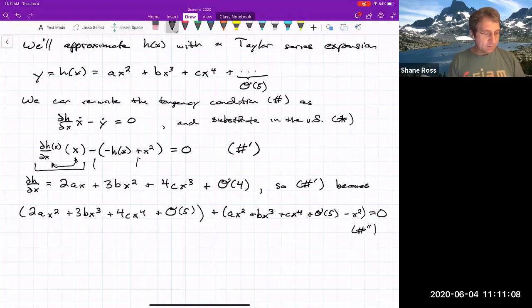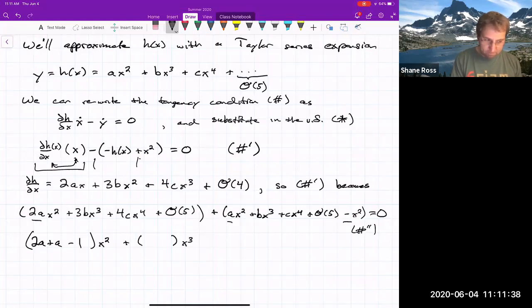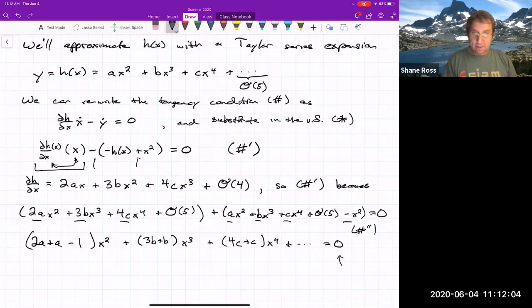All right. Now, the coefficient multiplying each power of x must equal zero. So I just group powers of x. All right, so where are all the x squared terms? We all put an x squared in front or in the back here. So this is 2a, I get from here, and then plus a, and then minus one. And then all of the cubic terms, 3b from here, and then b. And then the fourth order terms, 4c from here, and then plus c, and so on. This goes to whatever power I want. Since the right-hand side is zero, the left-hand side must be zero, which means that each of these coefficients is individually zero.